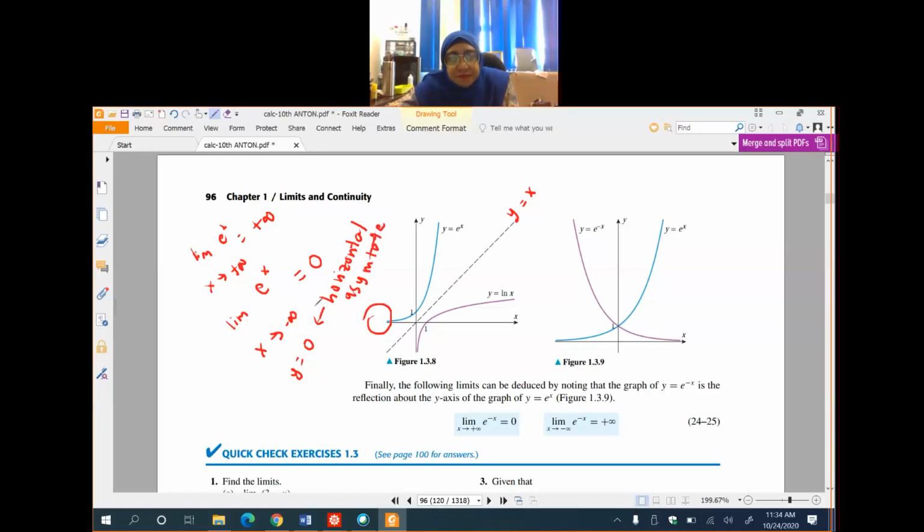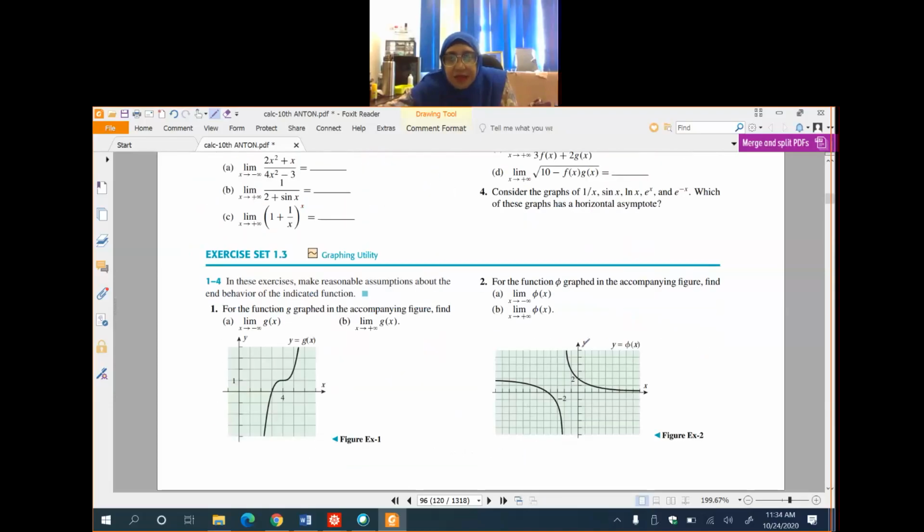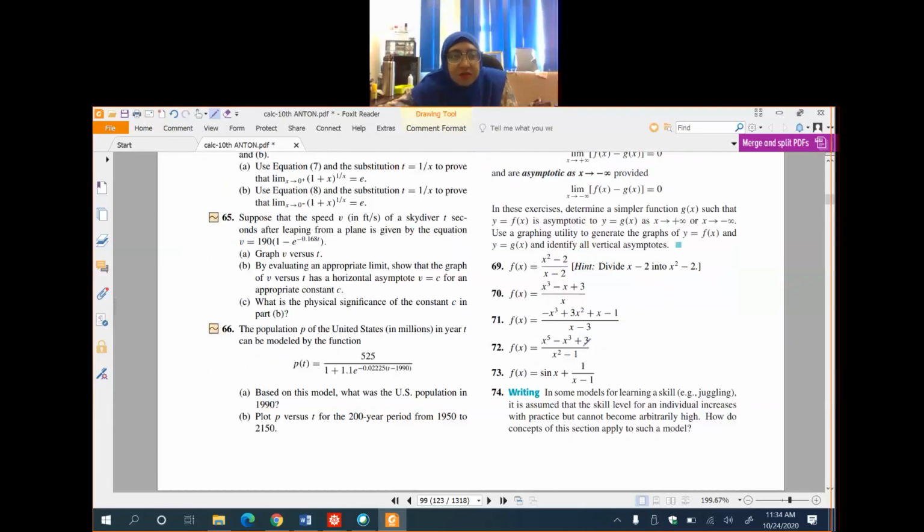And then you have this one. So this is y equal to e to the x, and this is y equal to e to the power of negative x. As x tends to negative infinity, for this side it will be plus infinity. As x tends to plus infinity, it will be 0 because it's getting closer to 0, but never reaches 0. Okay, I think that's it. So let's continue.